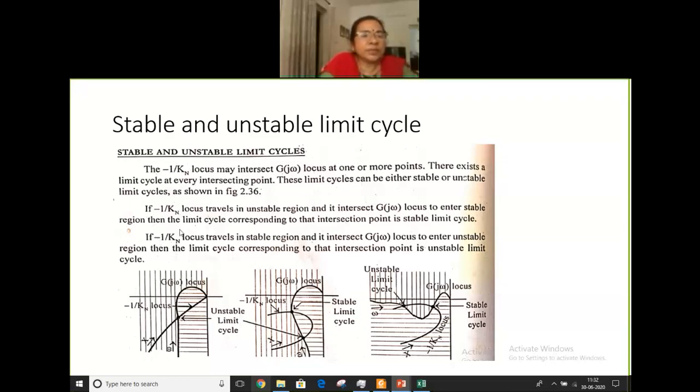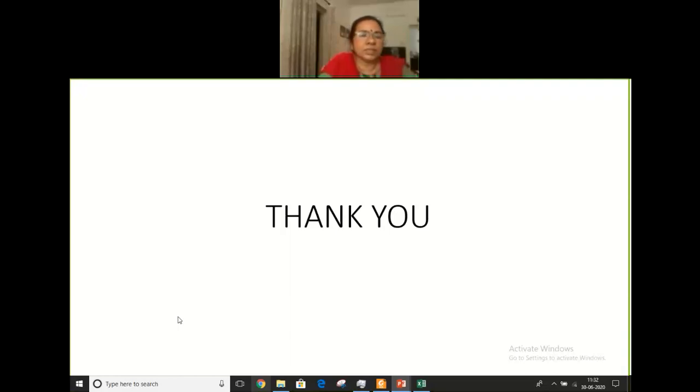If the minus 1 by kn locus travels in the unstable region and it intersects the g omega locus to enter the stable region: this horizontal line is a stable region. This one is the unstable region. So this minus 1 by kn locus travels from the unstable region and at this point it is entering the stable region. There occurs this meeting point. So this is an unstable limit cycle.